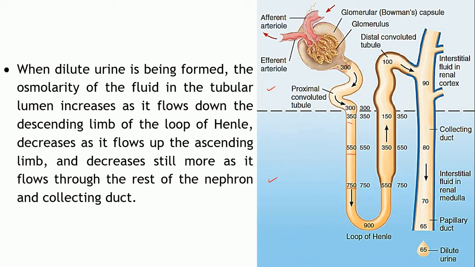Okay. So, it is decreasing as it is travelling along the ascending. As it is travelling along the descending limb of loop of Henle, osmolarity is increasing. But what is happening to the osmolarity as it is travelling along the ascending limb of loop of Henle? It is decreasing. As it travels further along the distal convoluted tubule, it is still decreasing, right? It has come down to 100.